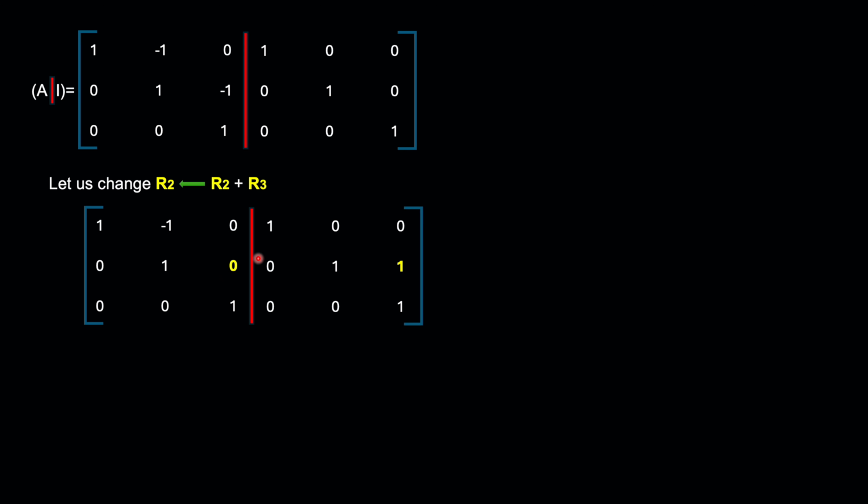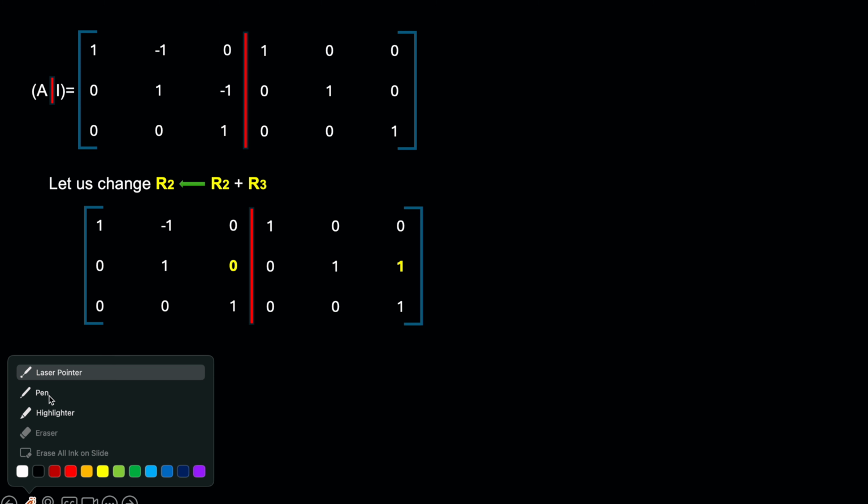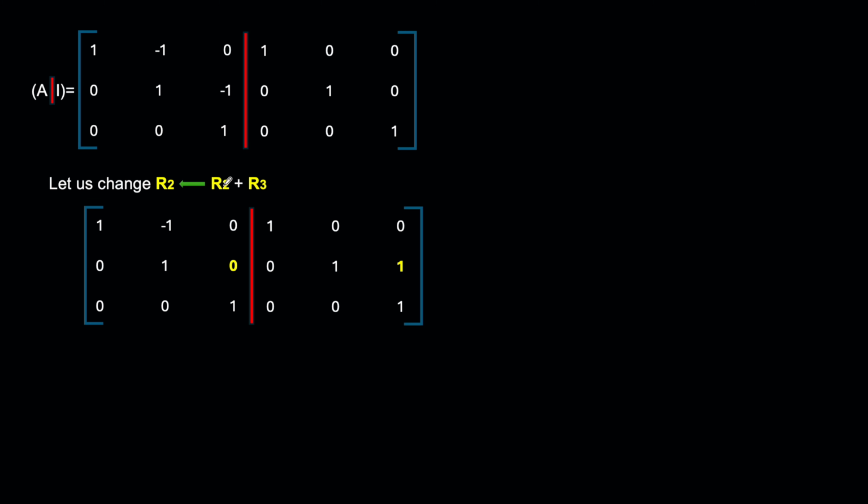Let's do it. First we take row 2 plus row 3. Why do we need to do that? We just need to change this -1 here to 0. So -1 plus 1, we get 0, right? So let's do it. We'll do all of this row plus this row, the third row.